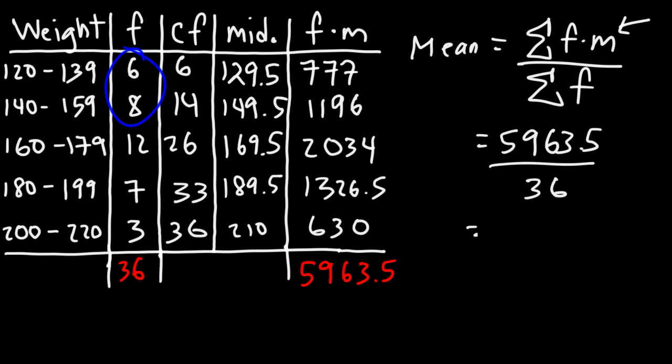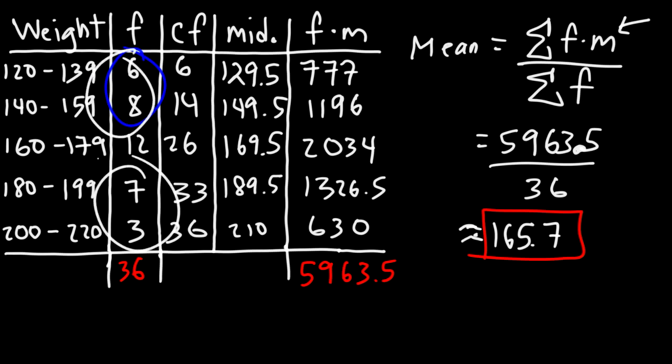So if we take 5963.5 divided by 36, that's going to give us 165.7 approximately. So that's the mean, which turns out to be in this interval. But notice that it's closer to 160 than it is to 179. And this is due to the fact that the left side of the data is heavier than the right side of the data.